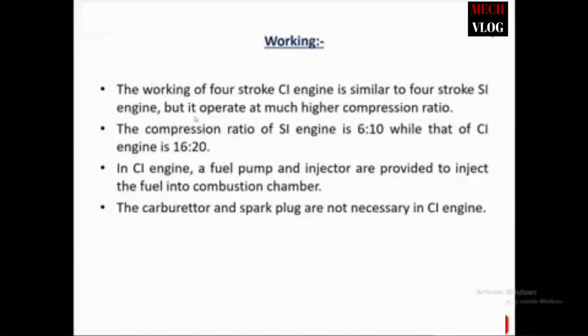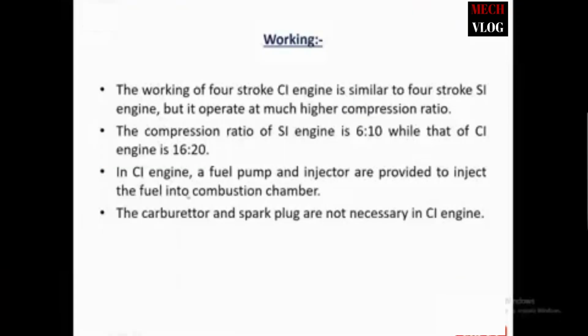That's the main difference. The compression ratio of the spark ignition engine is 6 to 10, while the compression ratio of the compression ignition engine is 16 to 20. That is the main difference. In the CI engine, a fuel pump and injectors are provided to inject the fuel into the combustion chamber. Instead of a carburetor and spark plug, fuel injectors are used.